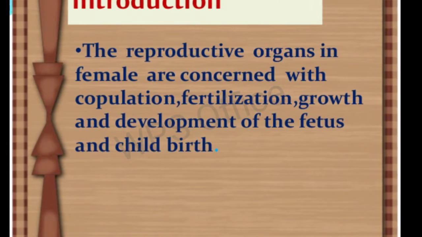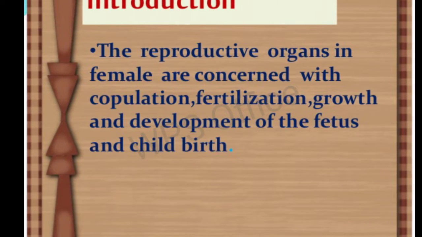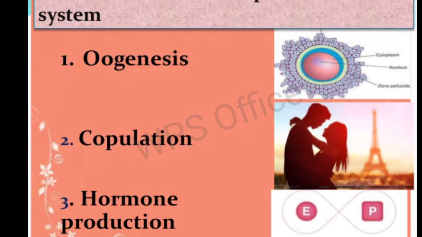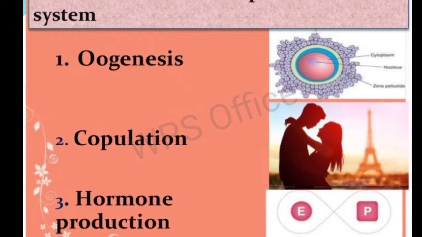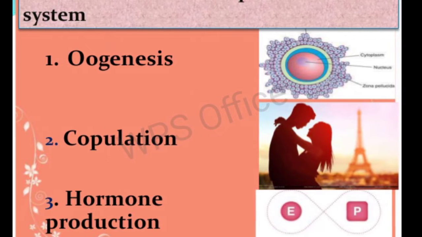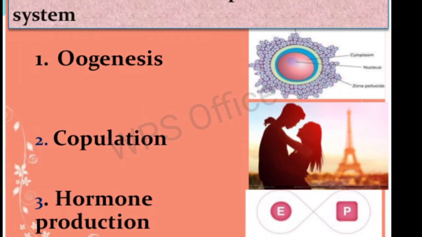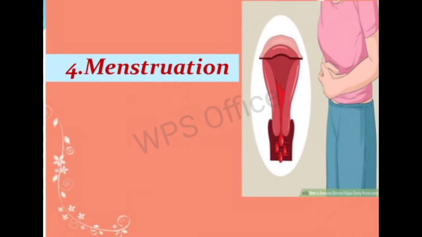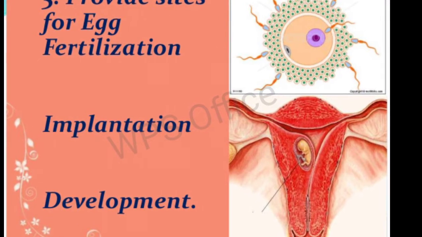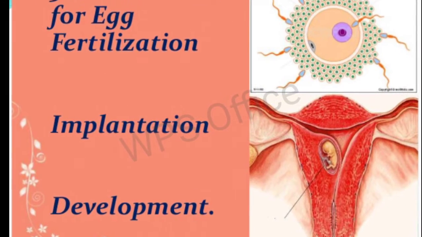So the reproductive organs in the females are concerned with copulation, fertilization, growth and development of the fetus, and childbirth. The functions of the female reproductive organs are oogenesis, copulation, hormone production, menstruation, and providing the sites for egg fertilization, implantation, and development. All this will take place under the female reproductive organs.